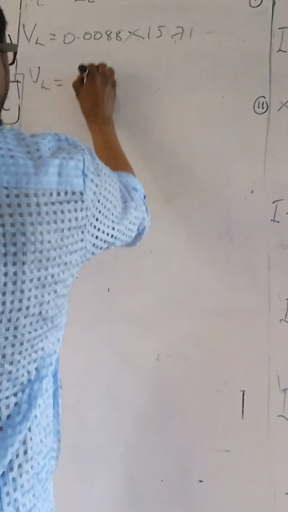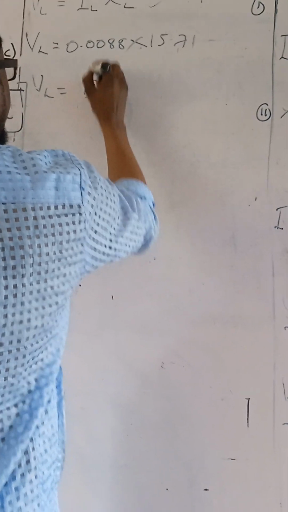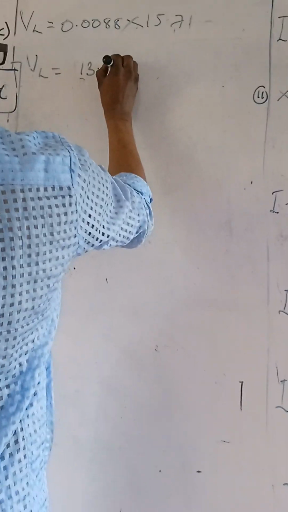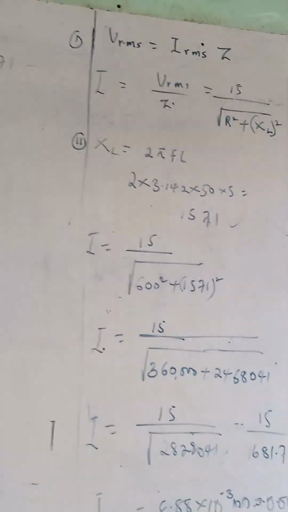13.95 volts. That is the voltage across the inductor. Please study that analysis again. Are you done? Yes, sir. Study that analysis again. So let's go for Roman figure 3 now.